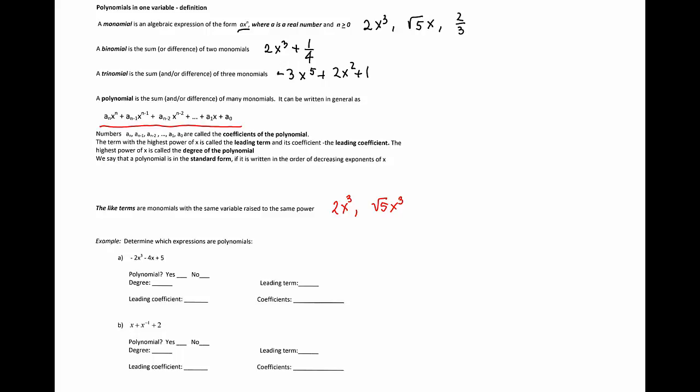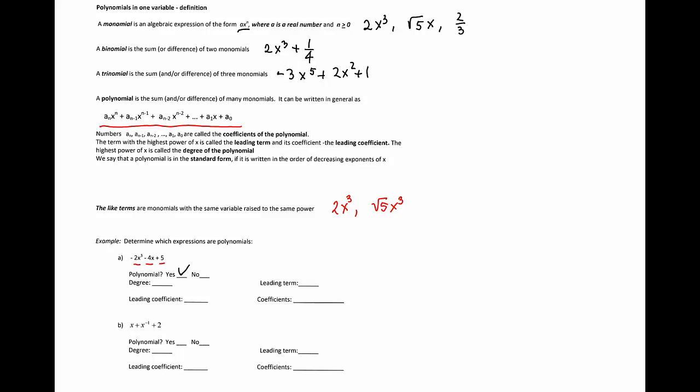Let's look at an example where we want to determine whether the expression is a polynomial. The first one is negative 2x cubed minus 4x plus 5. If you look at this expression, we have three terms: negative 2x cubed, negative 4x, and plus 5. All of them are monomials. We are adding those monomials, therefore this is a polynomial.